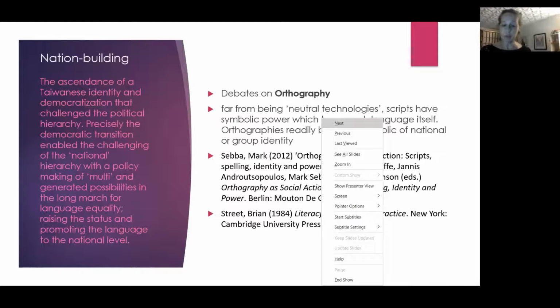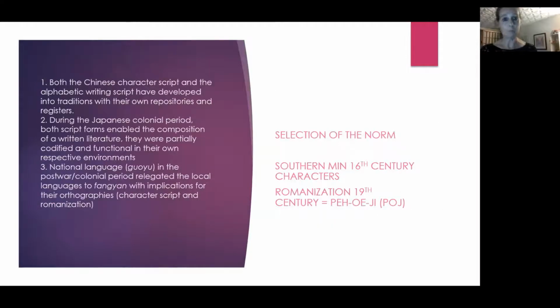Now, how is that being played out with the Taiwanese language, so with Taiyu, within the matrix format? And I think now, next slide, we come to the 4 steps. First of all, let's look at selection of the norm for Taiyu. Which writing systems do we have?